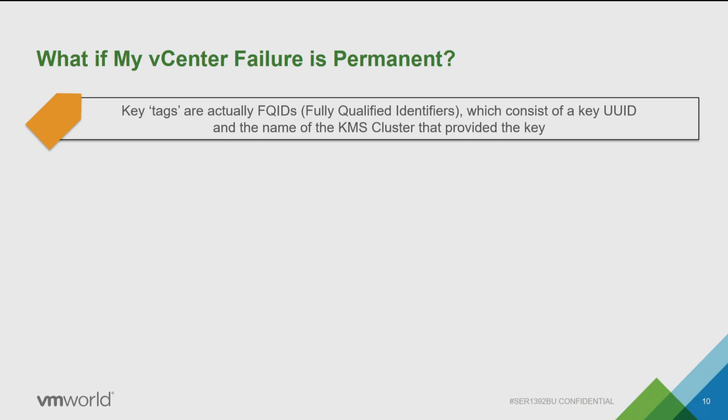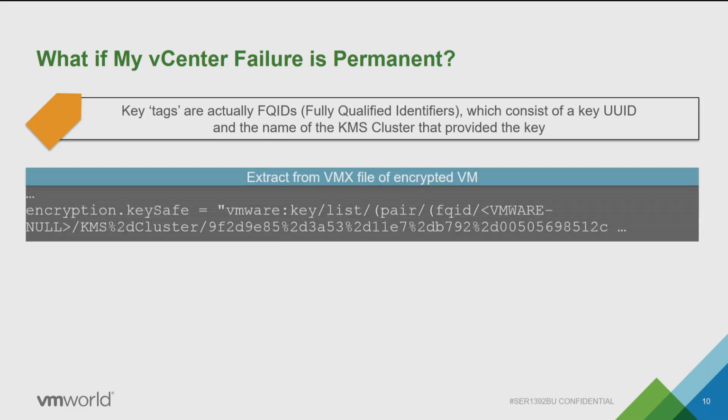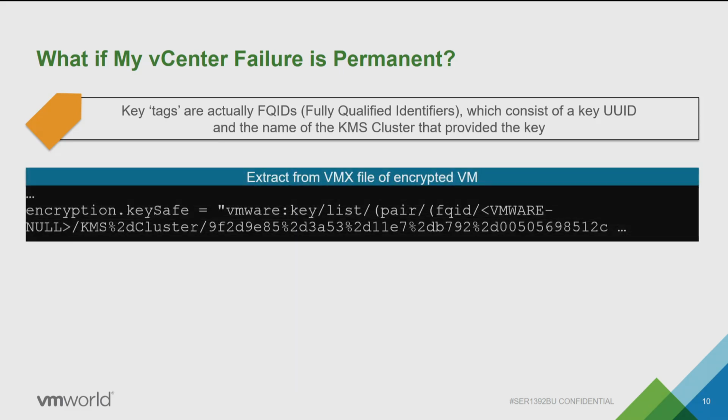So the identifiers that come with the keys that are used to encrypt our virtual machines are composed of two parts. The fully qualified identifier is made up of the first part here, which is the name of the KMS cluster from which the key was derived. That KMS cluster name is a name that you will have given the cluster yourself when you added your first KMS server to your vCenter. So you just manually specified the name of the KMS cluster, and that's where that part of the key identifier comes from. In this case here, you can see it's KMS-cluster. The %2D is just a representation of a dash.